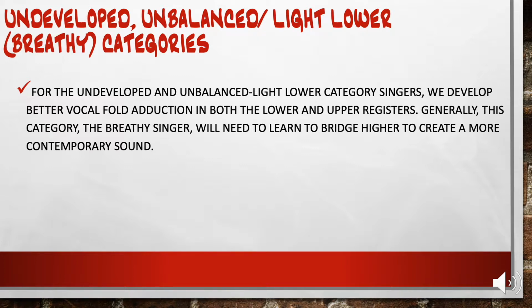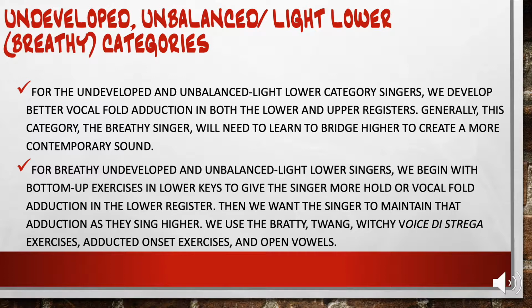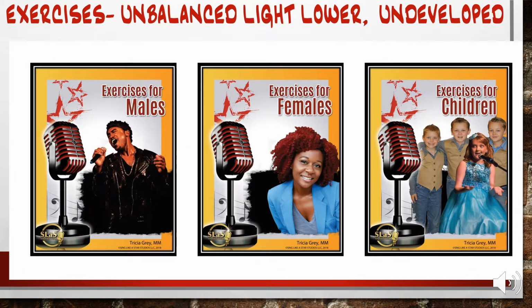For breathy, undeveloped, and unbalanced light lower singers, we begin with bottom-up exercises in lower keys to give the singer more hold or vocal fold adduction in the lower register. Then we want the singer to maintain that adduction as they sing higher. We use the bratty, twang, witchy, voce di strega exercises, adducted onset exercises, and open vowels. Exercises for the unbalanced light lower and undeveloped singer.